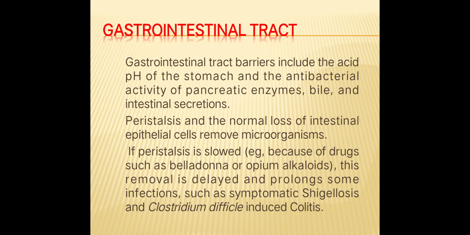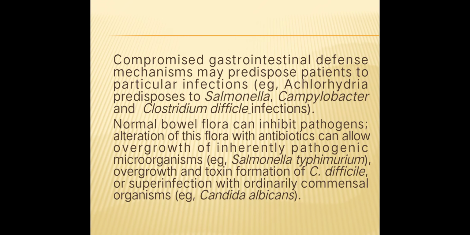If peristalsis is slowed because of drugs like belladonna or opium alkaloids, this removal is delayed and prolongs some infections such as symptomatic shigellosis and Clostridium difficile induced cholecystitis. Compromised gastrointestinal defense mechanisms may predispose patients to particular infections. For example, achlorhydria predisposes to Salmonella, Campylobacter, and Clostridium difficile infections.